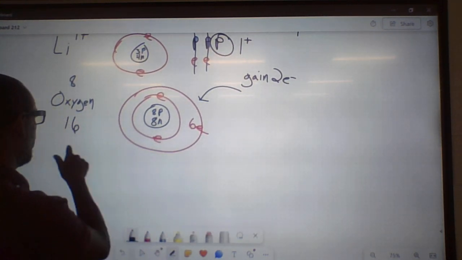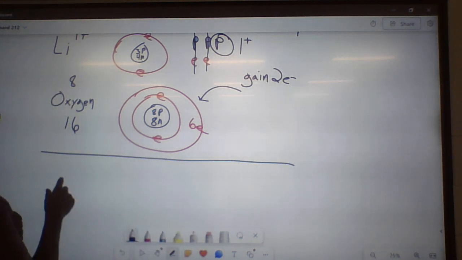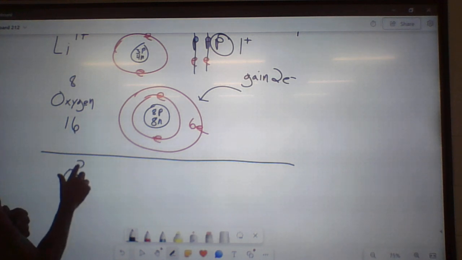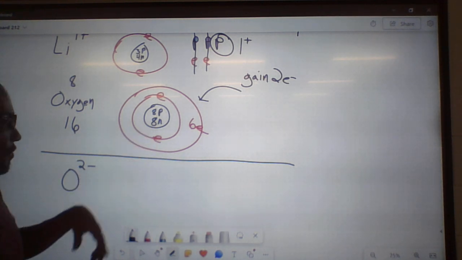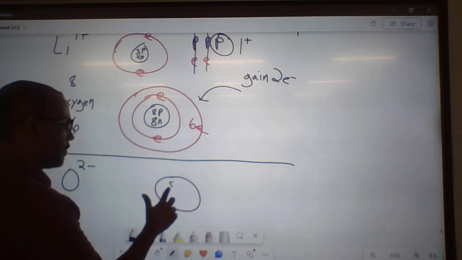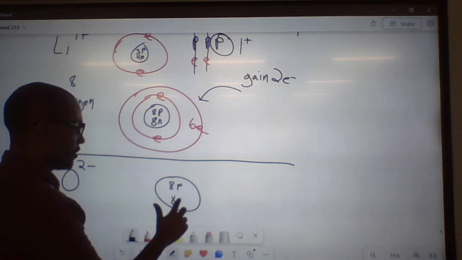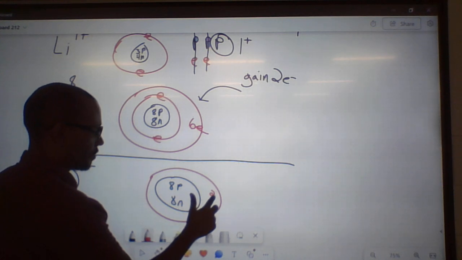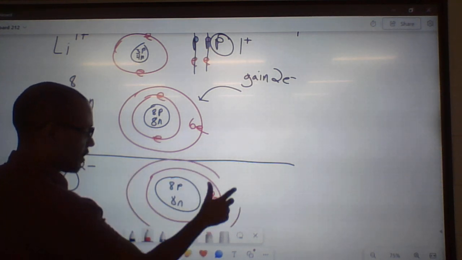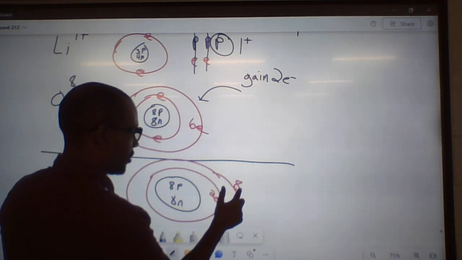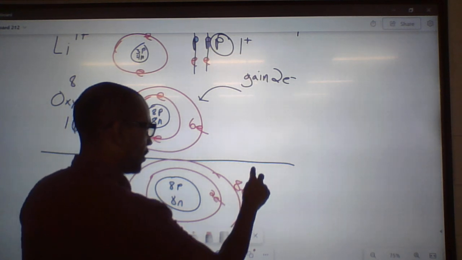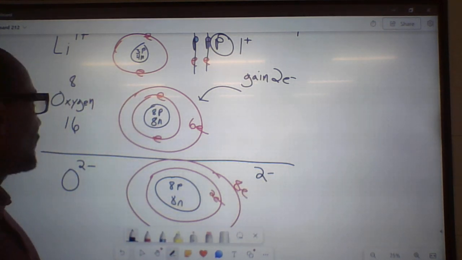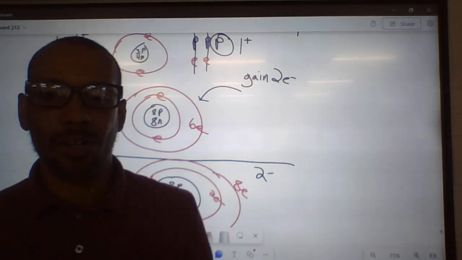All right, so now if we compare that one, we're looking at this oxygen. Now it's gained 2 electrons, so this is a 2 minus charge. And now we'll see we have the same here, 8 protons, 8 neutrons. Then this first shell will still have 2 electrons. Second shell has 8 electrons. So this would be a negative 2 charge. This is an anion. So ions are things that have lost or gained electrons.